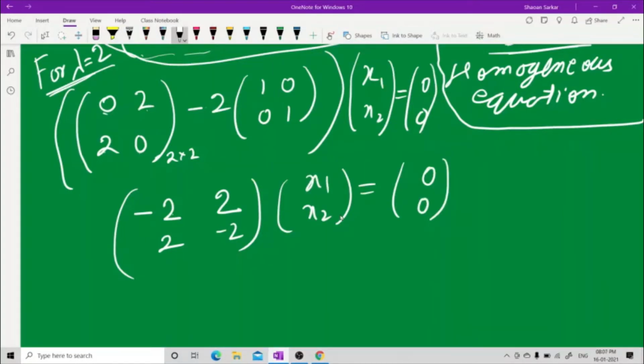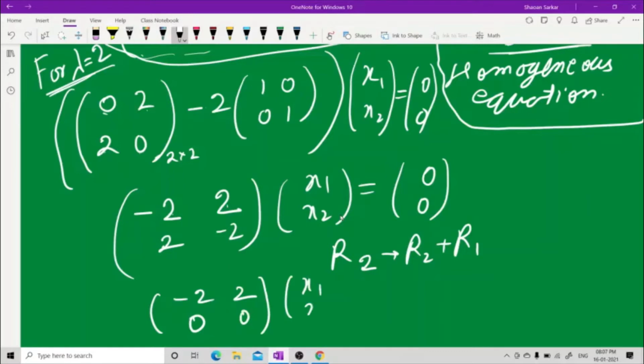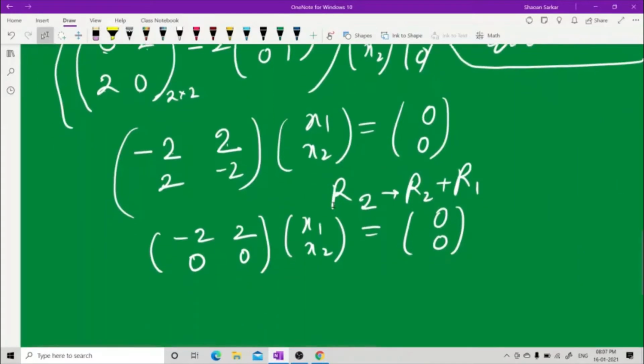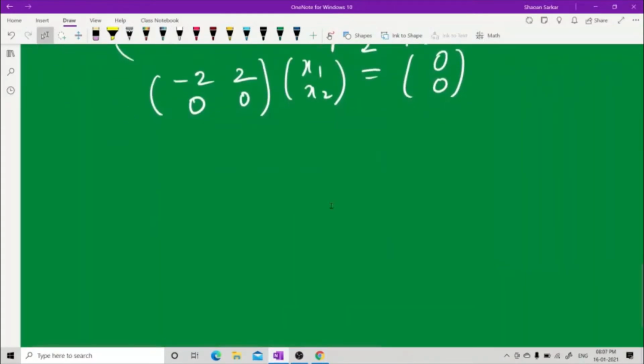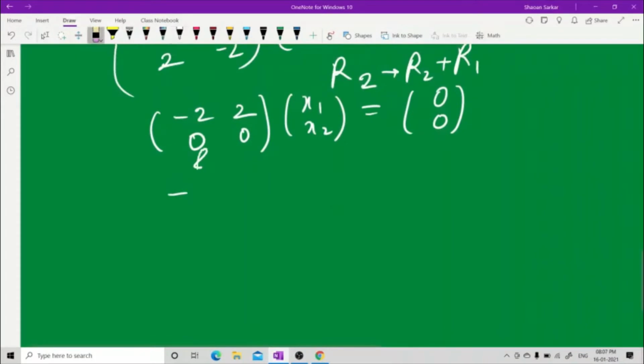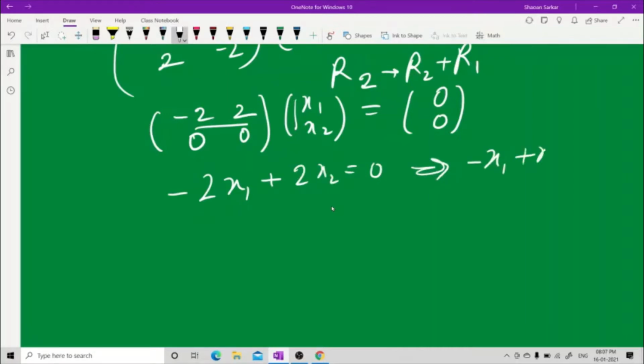Now, what you do is take the row operation, R2 is R2 plus R1. Then what you get is minus 2, 2, and 2 plus minus 2 is 0, and minus 2 plus 2 is again 0. Now you have x1, x2, and this is equal to 0, 0. Now you have minus 2x1, you multiply it the way you multiply matrices, plus 2x2 equal to 0. This can be written as minus x1 plus x2 equal to 0.